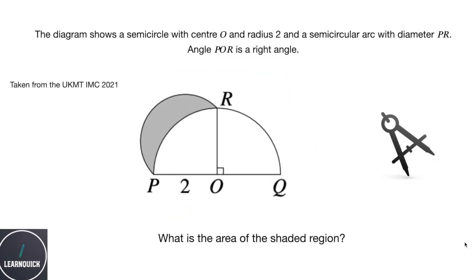The diagram shows a semicircle with centre O and radius 2 and a semicircular arc with diameter PR. We are also told the angle POR is a right angle. Therefore, what is the area of the shaded region?